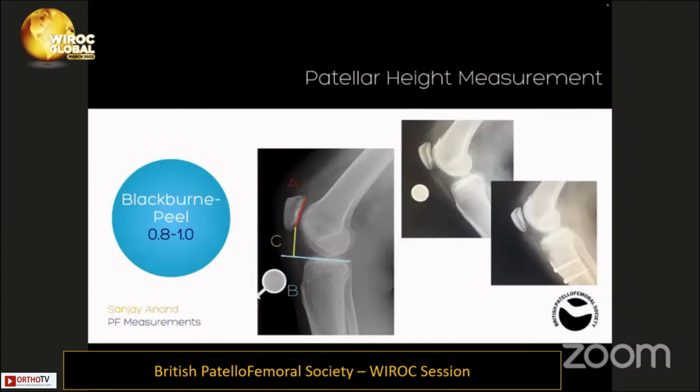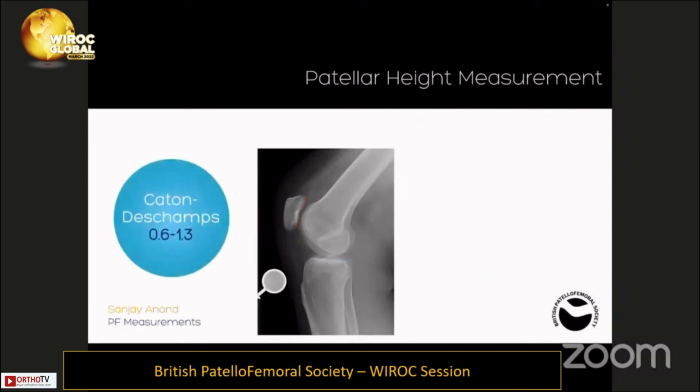And you can see on the pictures on the right, it's a distalization that we did. You can see how that patella has been brought down, and the value of C is reduced from the bottom picture to the one on the top. And finally, on to Caton-Deschamps.